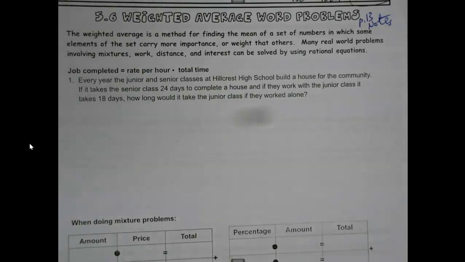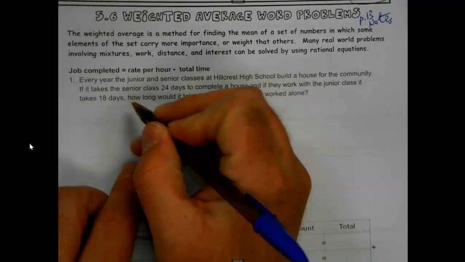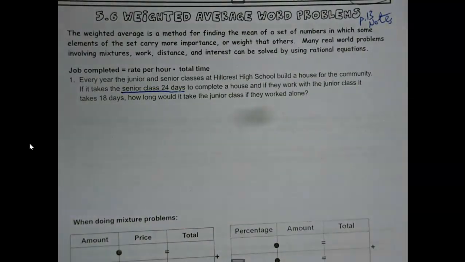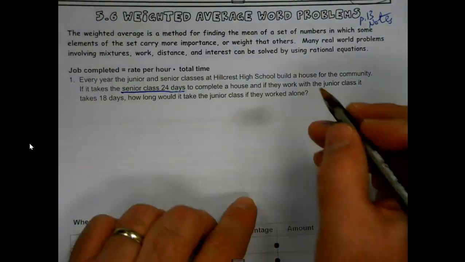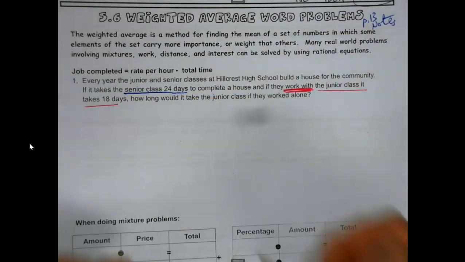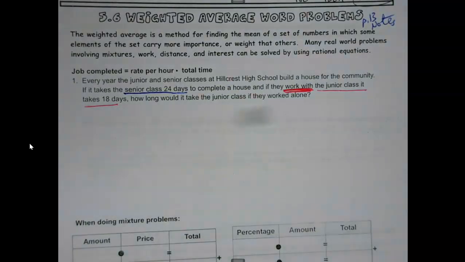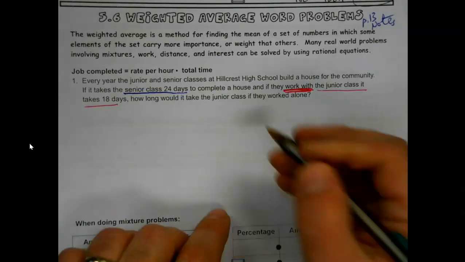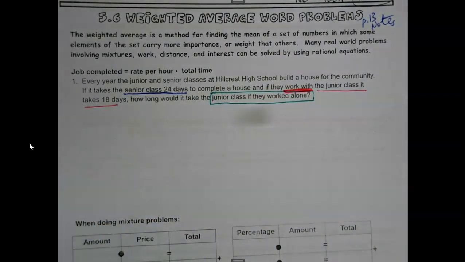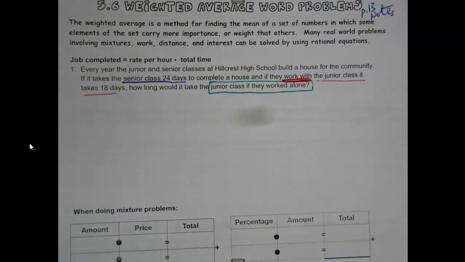The change today is, and this is something you've got to watch for, I know how long it takes the seniors. Here's the twist today. Work with the junior class. This is the together number, not the juniors on their own. What we're looking for is, if the juniors were working alone, how long would it take them? This is going to get set up a little bit differently than we did it yesterday.